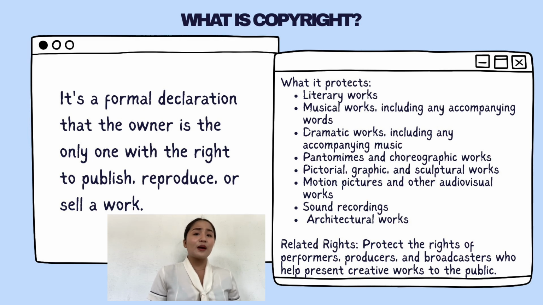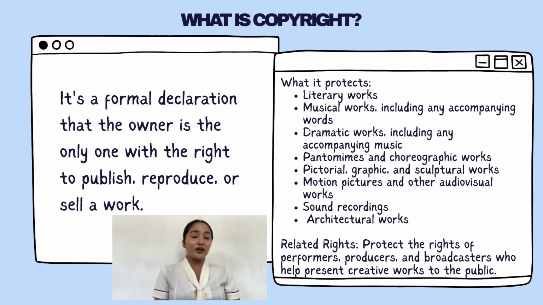So, what is copyright? Copyright is a legal right that protects the works of authors, artists, and creators. It means that only the owner has the right to publish, reproduce, and sell their work. So how does this work? Let's say you wrote a song. Copyright makes sure no one can copy or use your song without your permission. If someone uses your song without your permission, that's called copyright infringement and it's against the law.